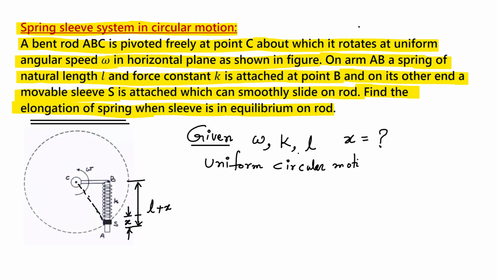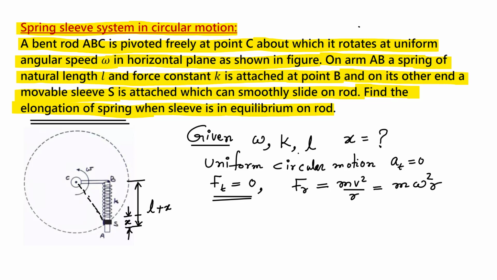If it is uniform circular motion, this means tangential acceleration is 0. This means force in the tangential direction is 0. So this is one equation you will get from here. And the second equation you will get, that is force in the radial direction is equal to mv square by r, and v is equal to r omega. So you can also write m omega square r. So let us write these two equations and you will be able to solve this problem. So pause this video for a few minutes and solve it yourself.